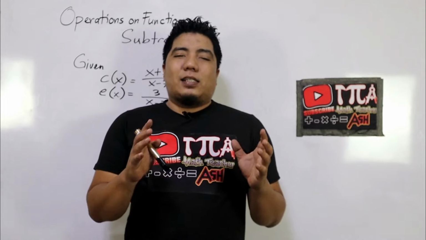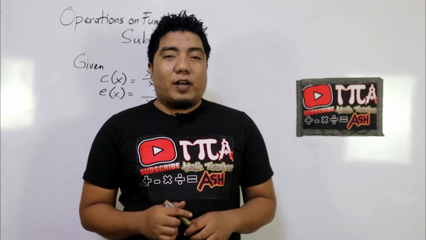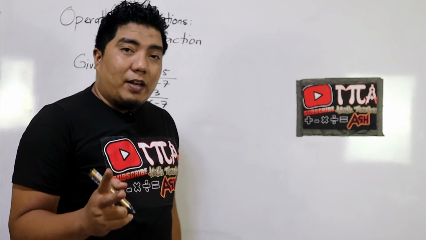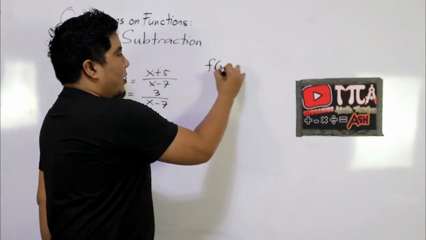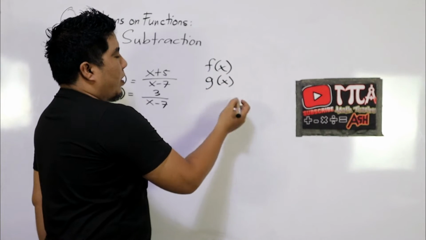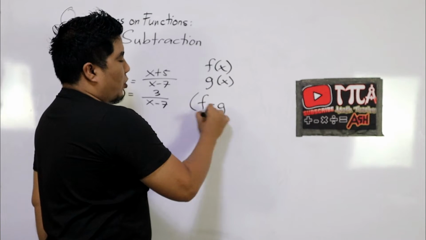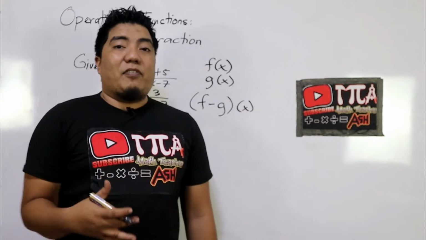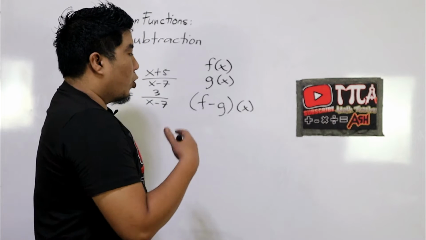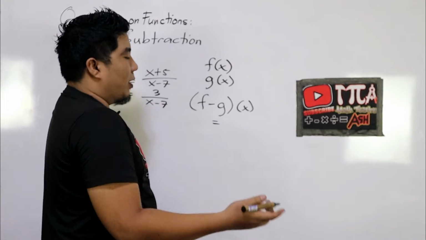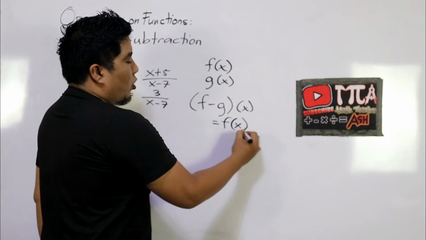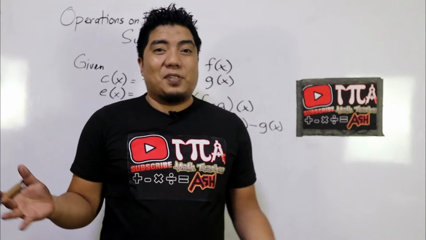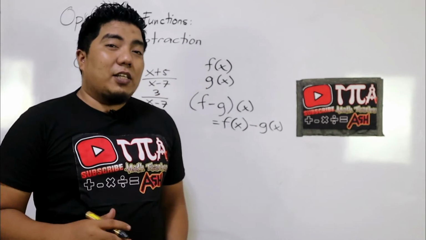The same as the concept that we have learned in addition of functions, in subtraction of functions, if you have two given functions like f of x and g of x, and you are asked to find the subtraction or the difference of these two functions, that is expressed as f minus g of x. Technically, the notation is you just get your f of x subtracted by the g of x. Alright, so let's consider an example.